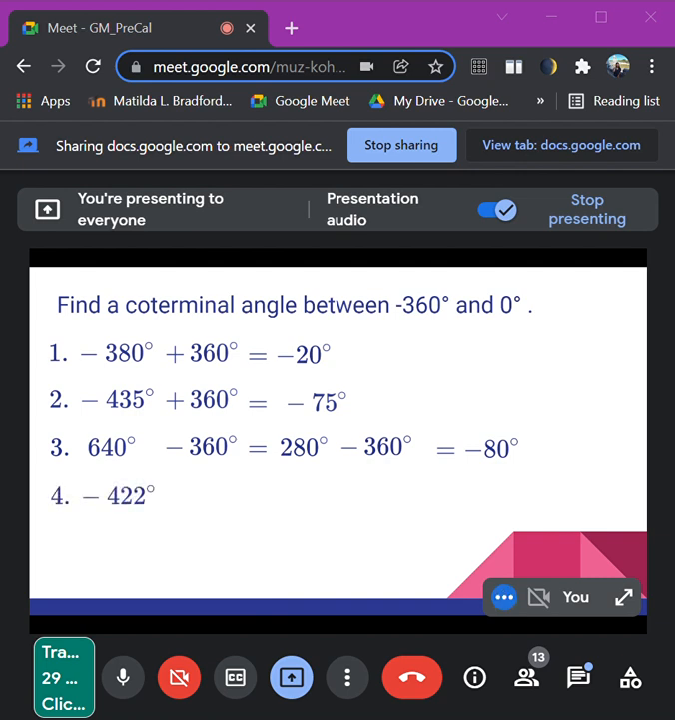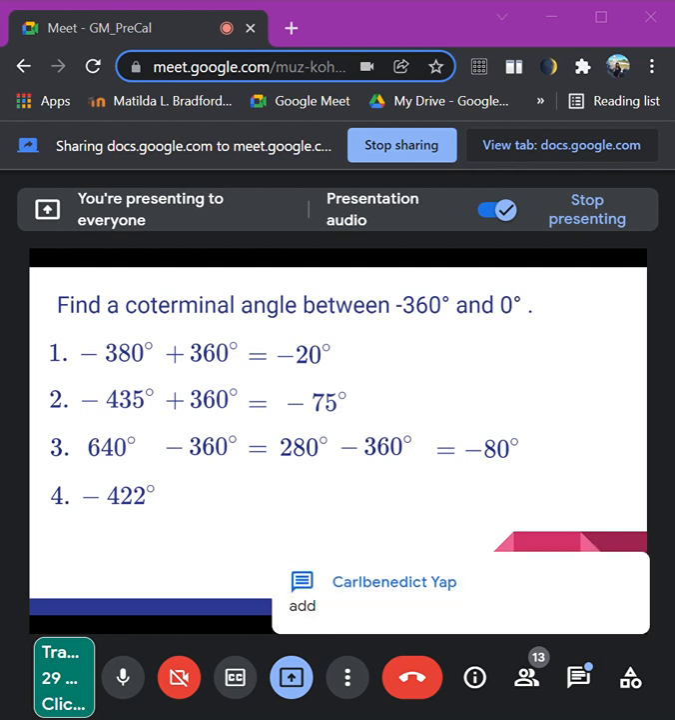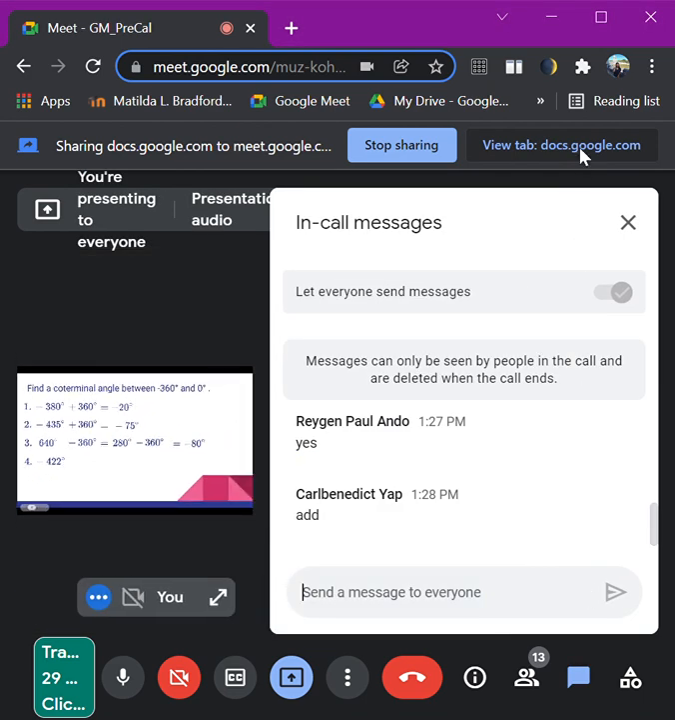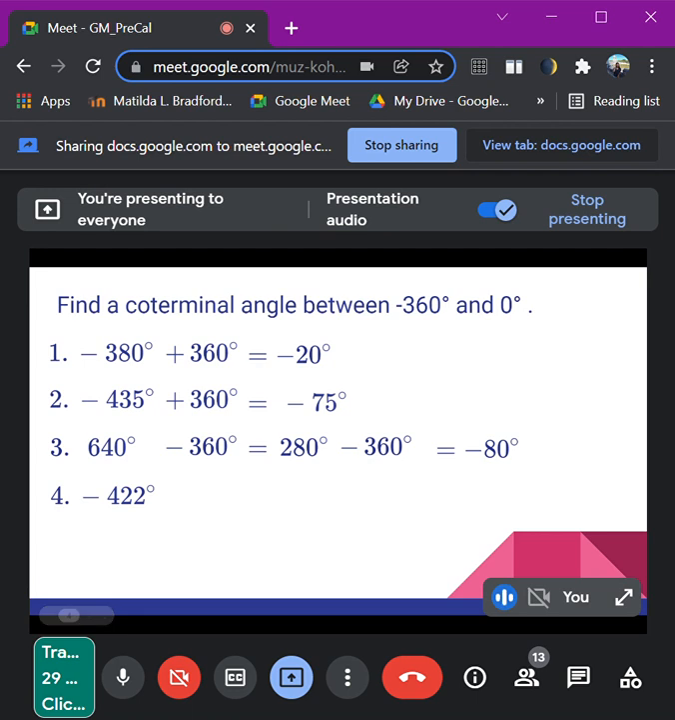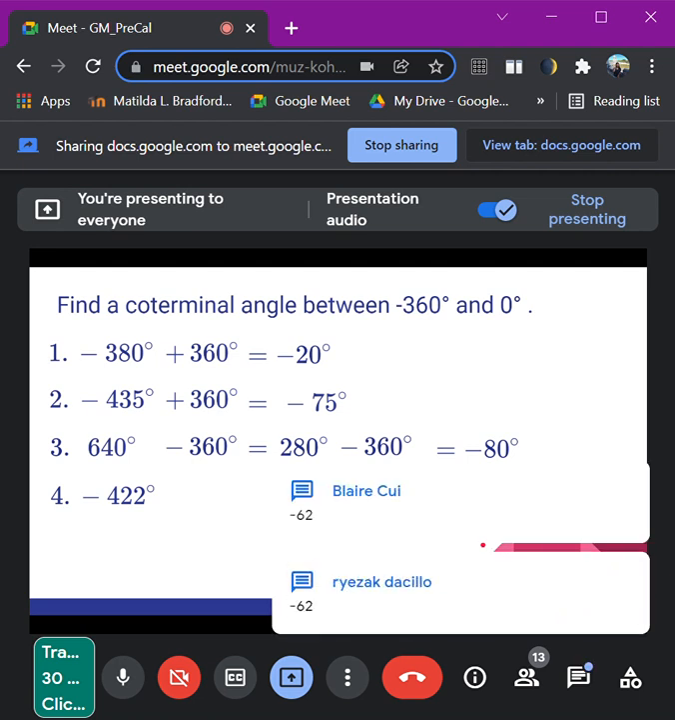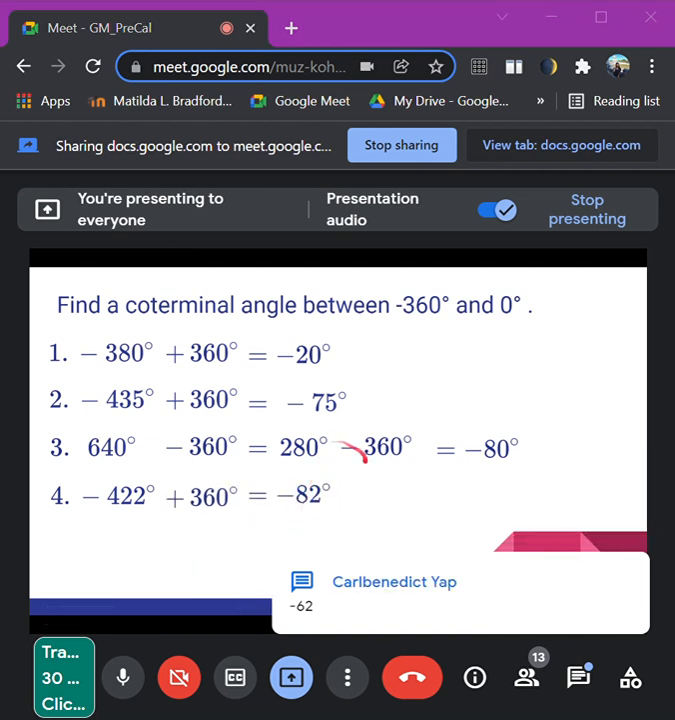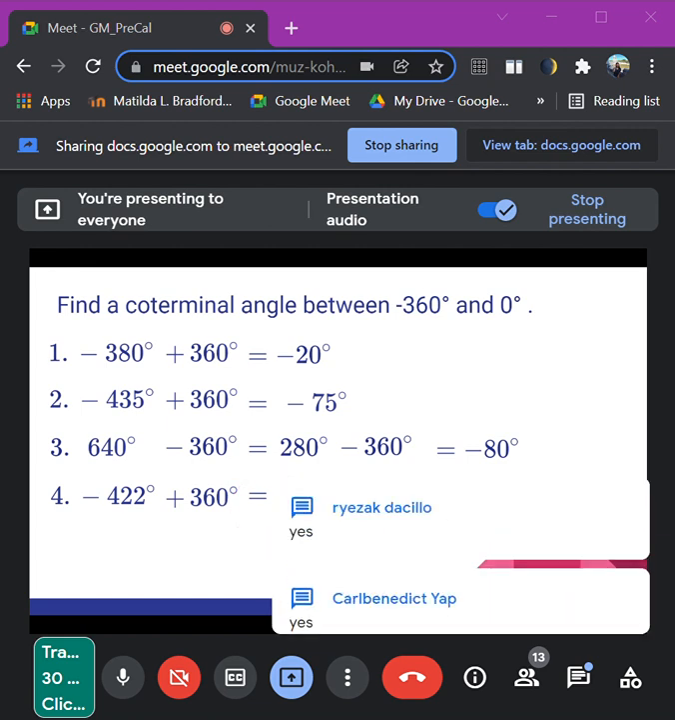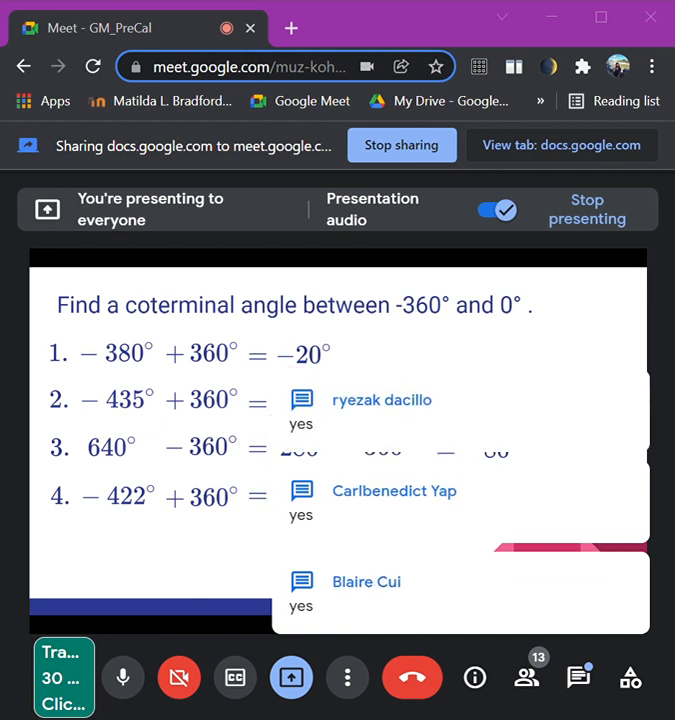We have negative 42. Okay, we're going to add or subtract? Okay, we're going to add. So, negative 42 plus 360, what's the result? That is 62. 62 again, sorry. Is that our final answer? Okay, that is already the final answer.